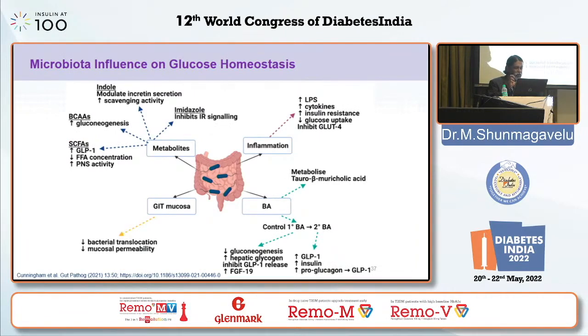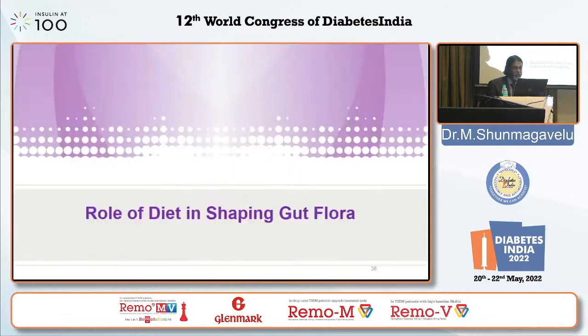So the microbiota influences glucose metabolism. We have the metabolites, namely short chain fatty acids, branched chain amino acids, indole, as well as imidazole. And in inflammation, there is excess of lipopolysaccharide. Next, we have the bile acid converted into primary as well as secondary bile acids, and we have the gastrointestinal tract mucosa, where the bacterial permeability plays an integral part in maintaining the integrity of the epithelium.